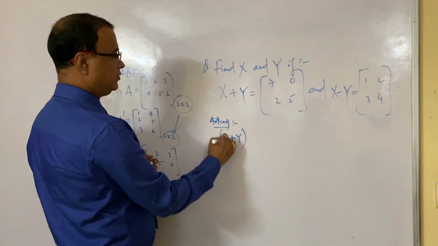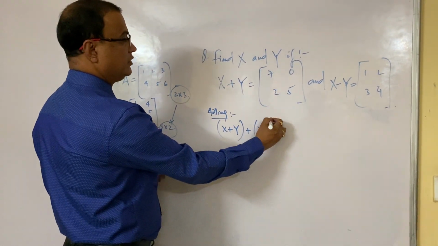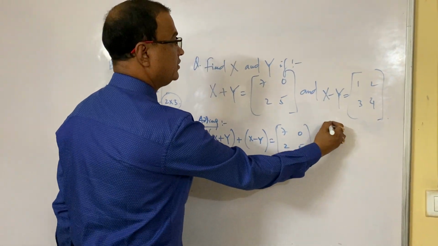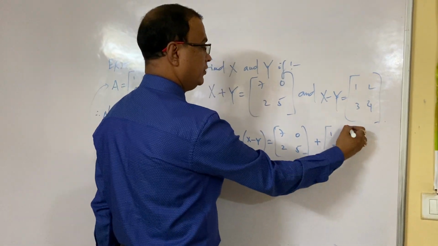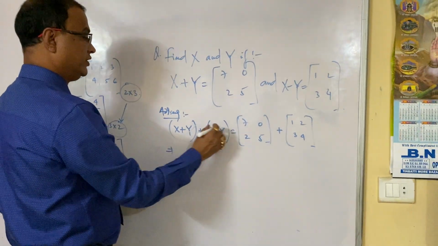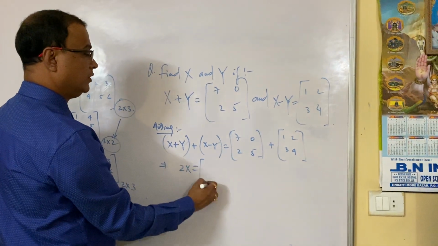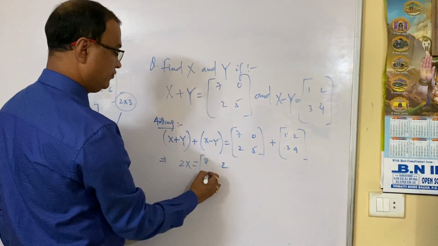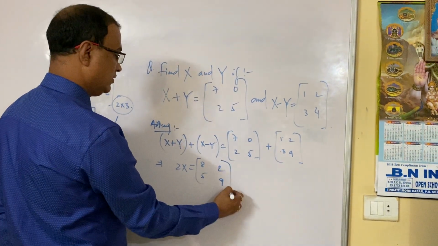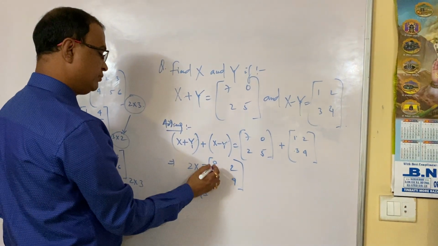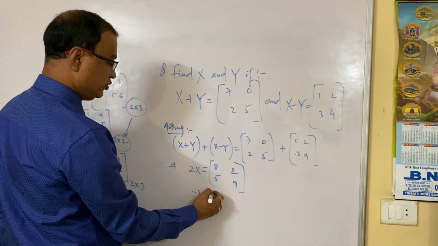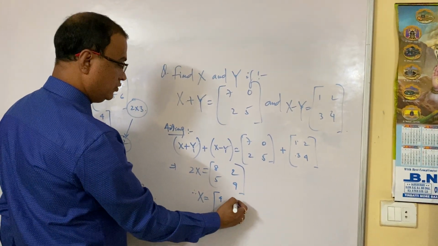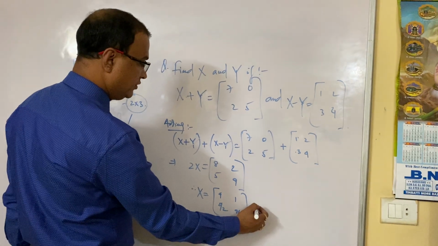Or otherwise, simply what we are doing, once we are adding these 2, it will be x plus y, plus x minus y is equal to 7, 0, 2, 5, plus 1, 2, 3, 4. So you can see plus y minus y cancels. So it is coming 2x equal to 8, corresponding elements to be added: 0 plus 2, 2 plus 3, 5, 5 plus 4, 9. This is your 2x. We want x. So that means each element to be divided by 2. So it is coming 4, 5 by 2, 1, 9 by 2.